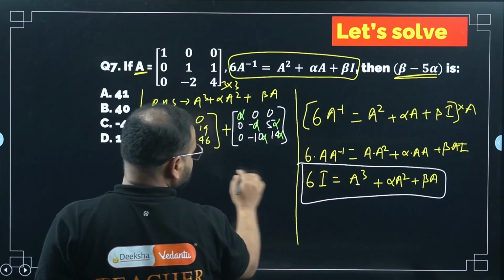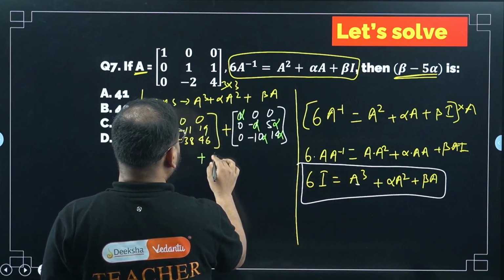Now the same goes with beta, beta A. So I'll write first A. What is my beta, what is my A?